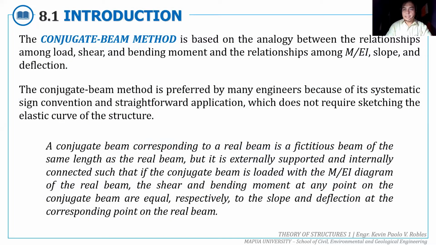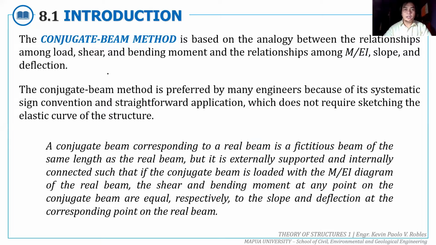So as defined, let us define first. The conjugate beam method is based on the analogy between the relationships among load, shear, and bending moment, and the relationships among the M over EI, the slope, and the deflection. The conjugate beam method is preferred by many engineers because of its systematic sign convention and straightforward application, which does not require sketching the elastic curve of the structure.